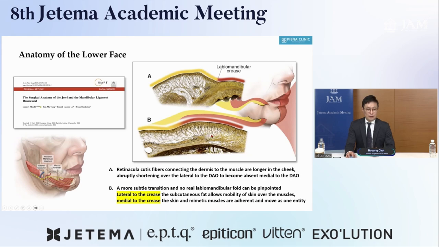This is very important clinically because when we use a thread to improve jowl fat sagging, we sometimes advance the thread across the labiomandibular crease. But this may cause side effects such as skin dimpling or skin surface undulation irregularities because of these different qualities or conditions of the skin tissue. So I would recommend not putting the thread beyond the labiomandibular crease, but stopping before this crease.